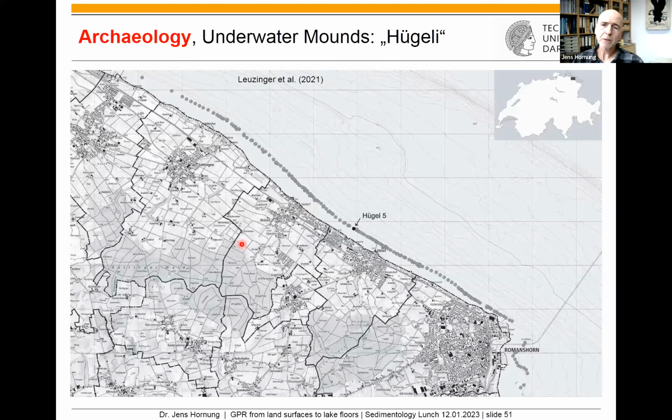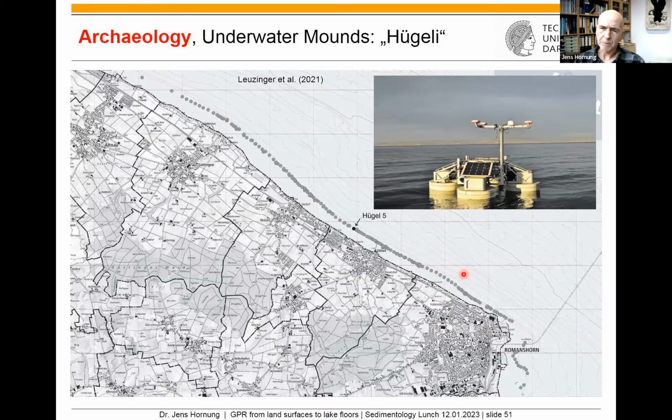And in 2015, 170 boulder mounds were discovered along the coastline of Switzerland. There is Hornung. And in the end, all these 170 boulder mounds comprise a volume of 80,000 tons of material. So this is quite significant.